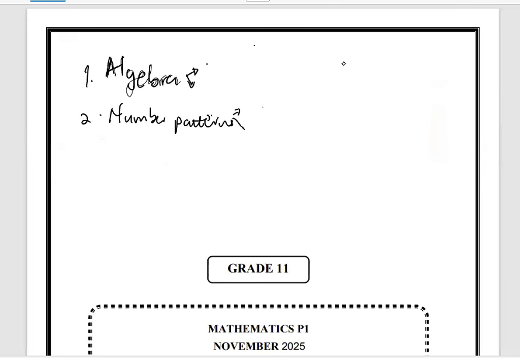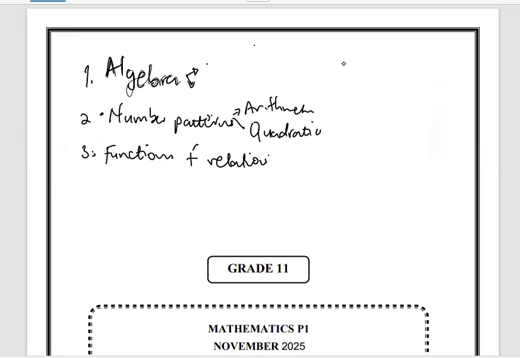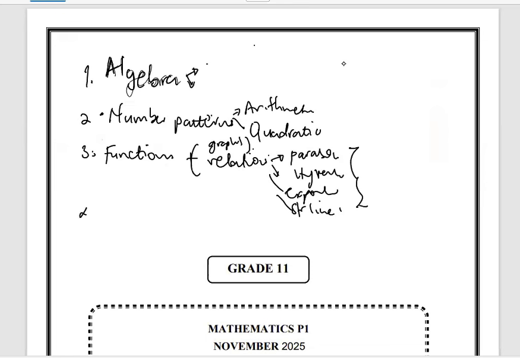Okay, in grade 11, remember, we have what we call the arithmetic, and then we have what we call the quadratic at grade 11 level. And then topic number 3 is the functions. Okay, functions and relationships, or functions and graphs. I'm going to say graphs here. Now, in this case, we talk about the graphs to do with the parabola, the hyperbola, the exponential, the straight line, and everything that is associated with those graphs.